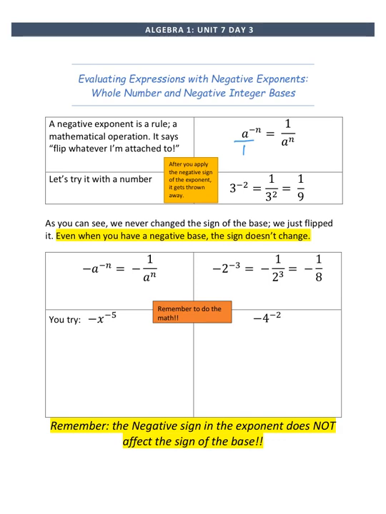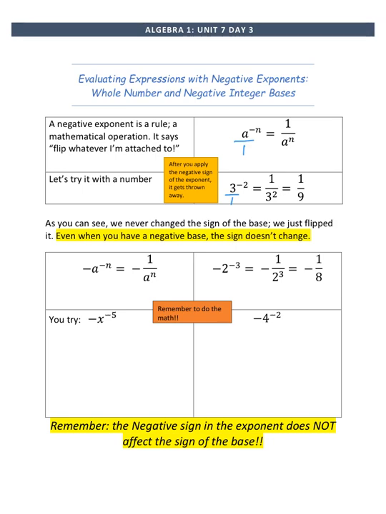So let's try it with a number. 3 to the negative 2. Remember, that's 3 over 1. So you're going to flip it. It becomes 1 over 3 to the positive 2. You used up the negative exponent by flipping the number. So it's thrown away. And then you do the math. 1 over 3 times 3, which is 1 over 9.